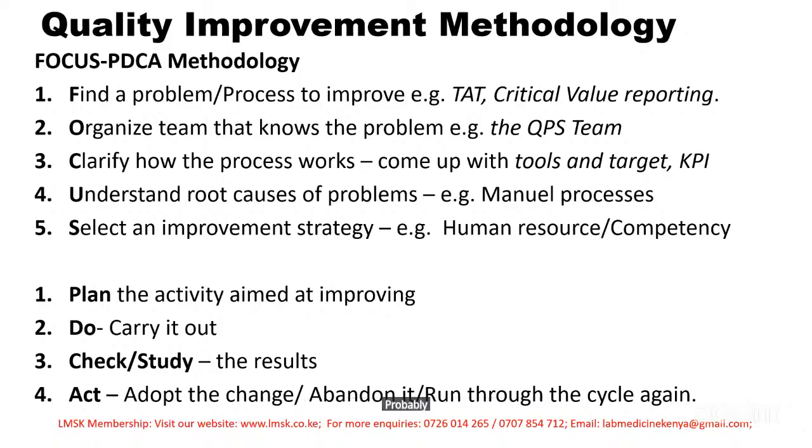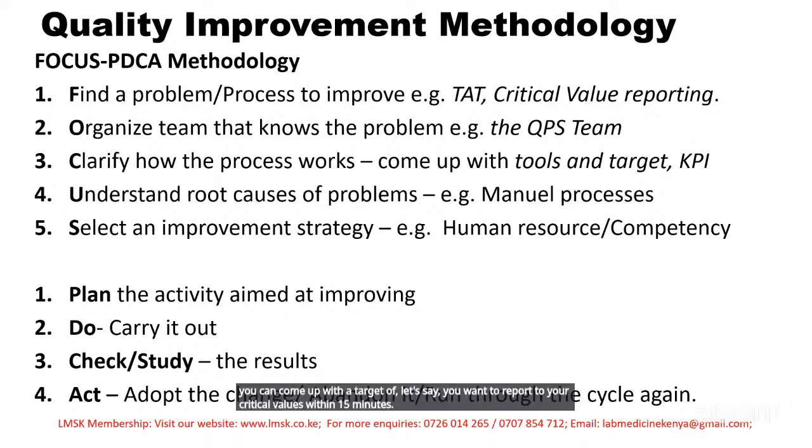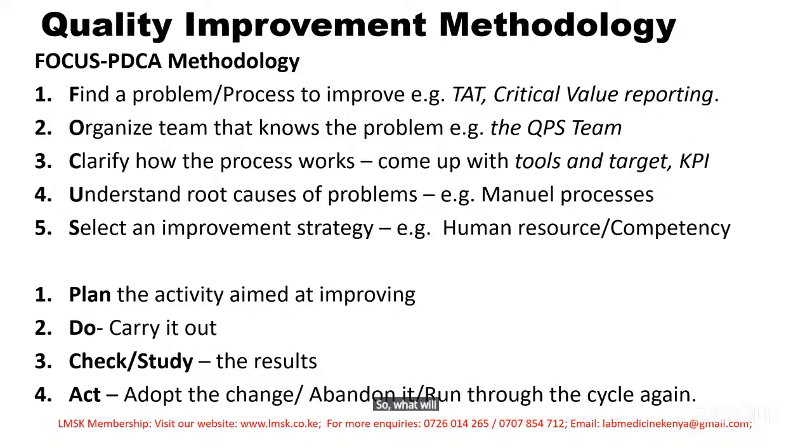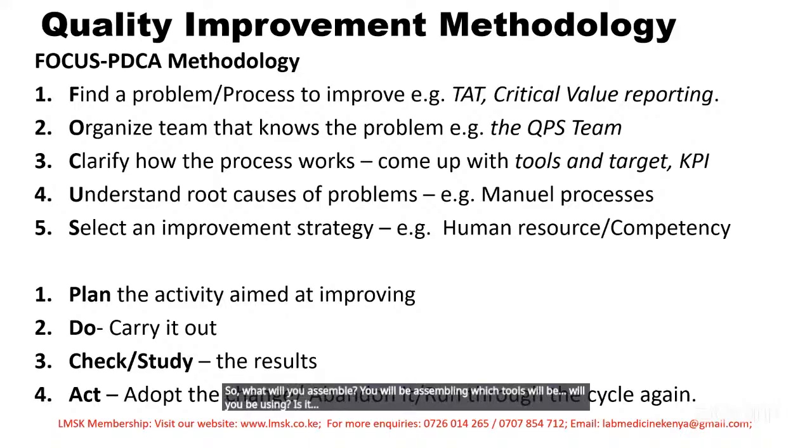Probably you can say that if your critical value reporting was taking too long, you can come up with a target of, let's say, reporting your critical values within 15 minutes. And actually, JCIA recommends between 15 to 20 minutes for reporting critical values. So what will you assemble? Which tools will you be using? Will you be using your lab registers? What tool will you be using to analyze your data?